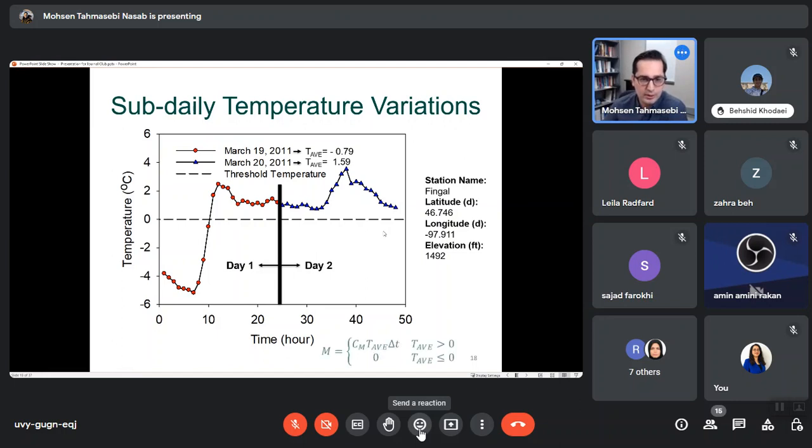So if I want to use the equation that I showed you in the previous slide to model snow melt, in the first day, because the average temperature is negative, there is not going to be any melt. However, take a look at it, we know that for about half of the day, the temperature is below freezing, but for the next half of the day, the temperature is above freezing. So although the average temperature is negative, we know that based on the hourly temperatures, there will be some snow melt, right? However, in the second day, there is not a problem. The average temperature is above zero, so there is going to be some melt.